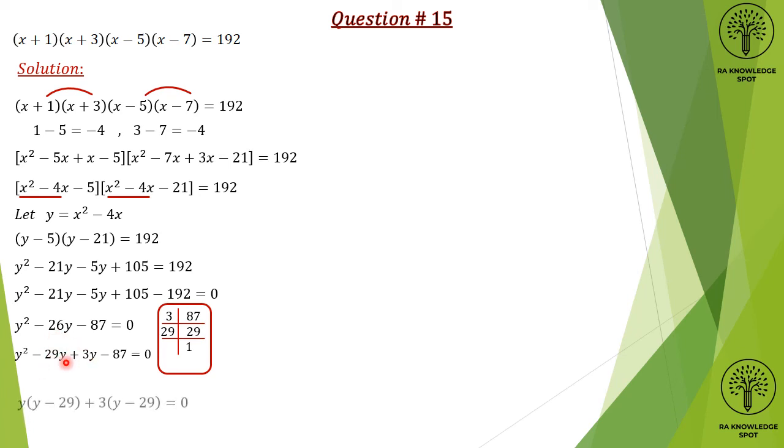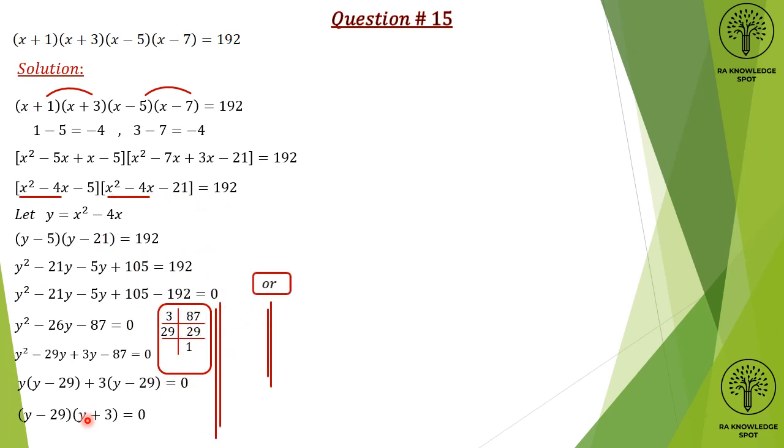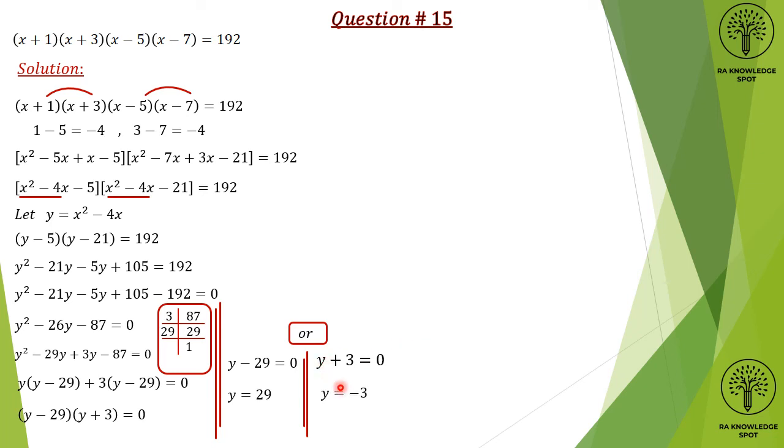Now after taking common, this is y minus 29 plus 3 is common. Then y minus 29 is as it is, and y plus 3 is your common number. Now one by one, as you know, y minus 29 is equal to 0, so the value of y is 29. Well, y plus 3 is equal to 0, and now y is equal to minus 3.